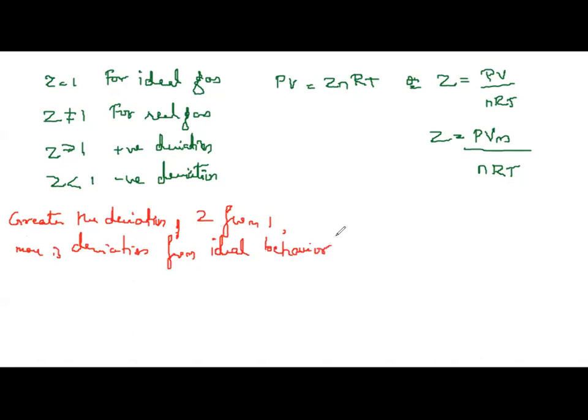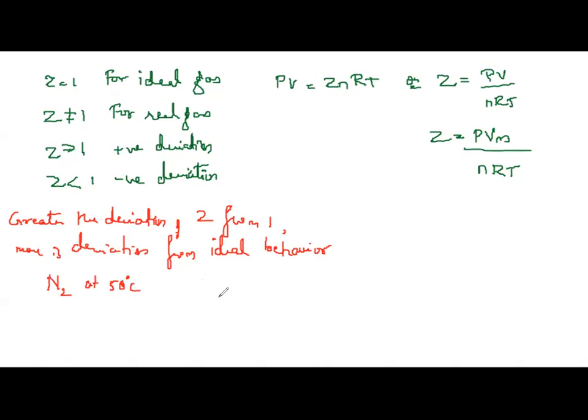More is the deviation from ideal behavior. Therefore, we can say Z is equal to 1. The gas is ideal at all temperatures and pressures. So, in case of nitrogen, the value of Z is close to 1 at 50 degrees Celsius.